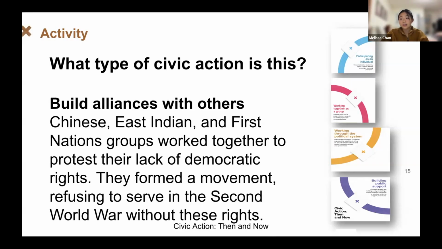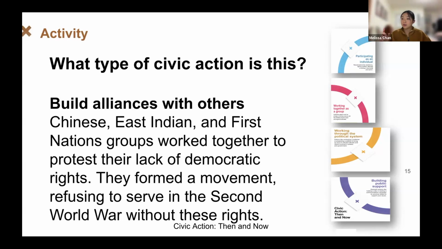Another example is building alliances. And I love this card because a lot of times we study history in silos. This is Chinese Canadian history. This is Black history. This is First Nations history. But I think it's important to show that there could be solidarity, networks and groups working with one another. And it's not just about advancing your own group's rights, but working with another to build solidarity and have this collective action. And so the East Indian and First Nations and Chinese, they came together to protest their lack of democratic rights. How? They actually refused to serve in the Second World War.